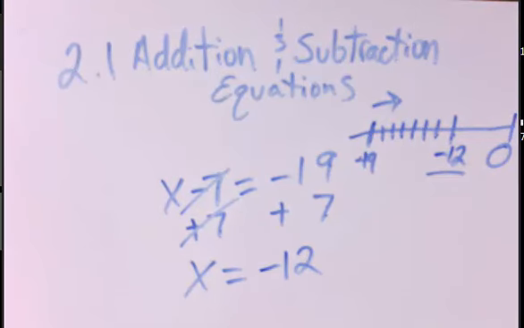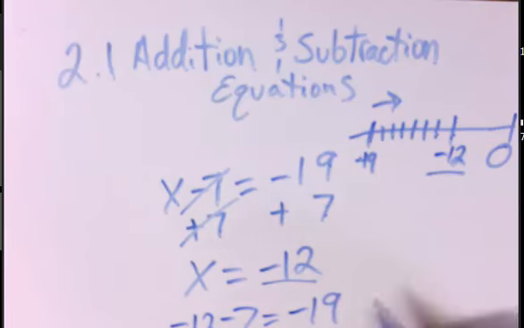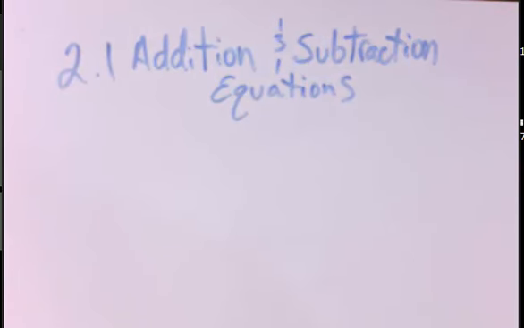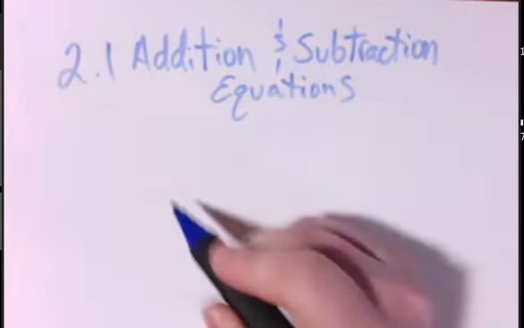And we can double check our work, because now we can put negative 12 in for x in our original equation. So negative 12 minus 7 equals negative 19. And that is correct. Okay, so let's go on to our next example.